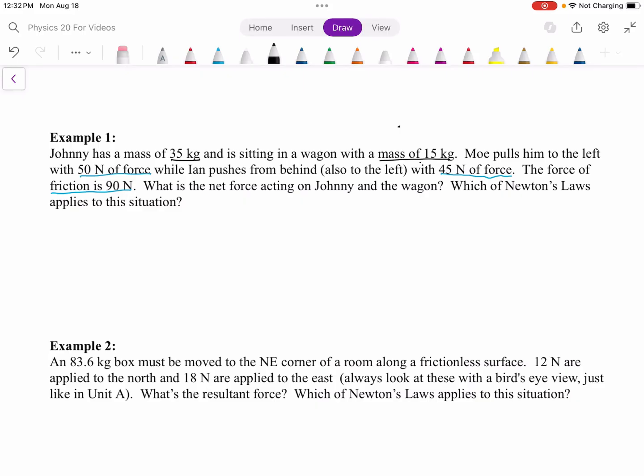Okay, so let's go ahead and just draw a quick representational diagram. So we've got Johnny sitting in the wagon. Now careful here, the Ian and Mo and friction are pulling on the whole system here, right? The wagon and Johnny. So the mass is going to be 35 plus 15, or 50 kilograms. So that's the mass of our object here that we're dealing with.